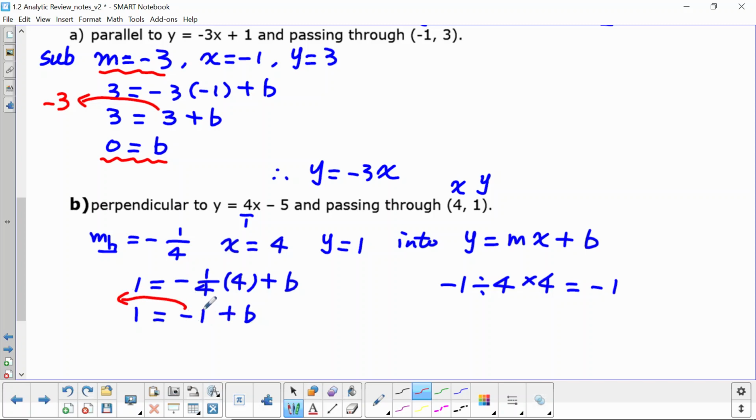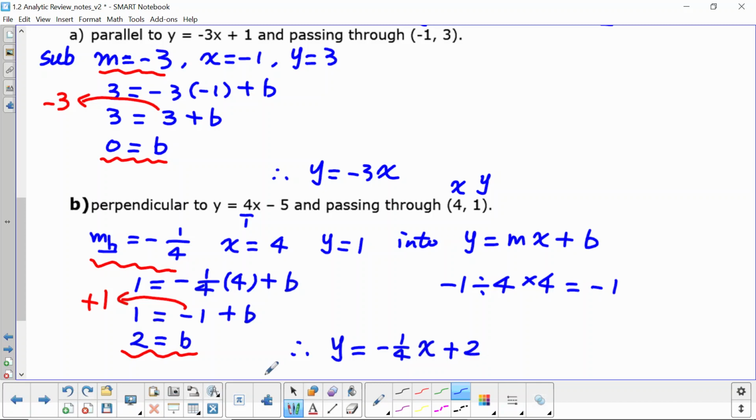We want to move the -1 to the other side. Do the opposite operation, you will have +1. So 1 plus 1 gives you 2, then equals b. Then write the statement: y equals, the slope is a new slope. It's a perpendicular slope. It's -1 over 4. So -1 over 4x. Then the b value is 2. So +2. That is done.